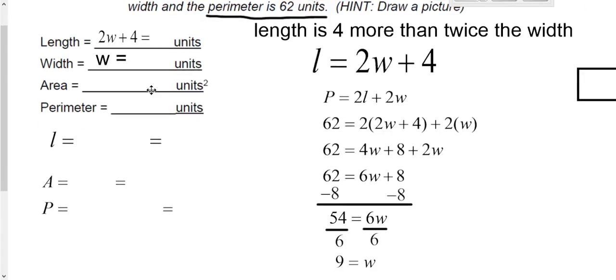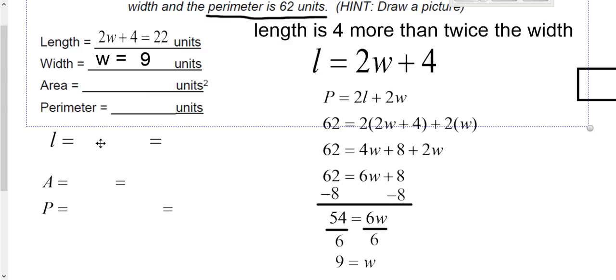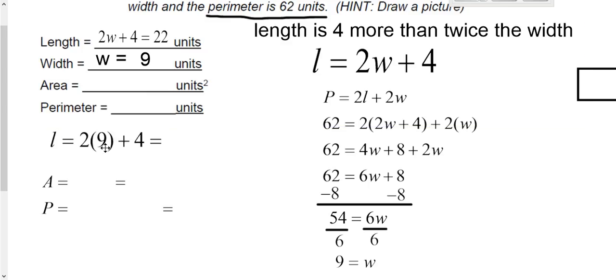So now, and again you can pause it if I go too fast, the width is 9. And then we substitute that 9 in for w in this expression for the length. And you should get 22, because 2 times 9 is 18 plus 4 is 22. Alrighty, now we have our length and width, 22 and 9. We can go ahead and find the area, which is, I'm sorry, there was the calculation for that L up there, 2 times 9 plus 4, which equals 22.